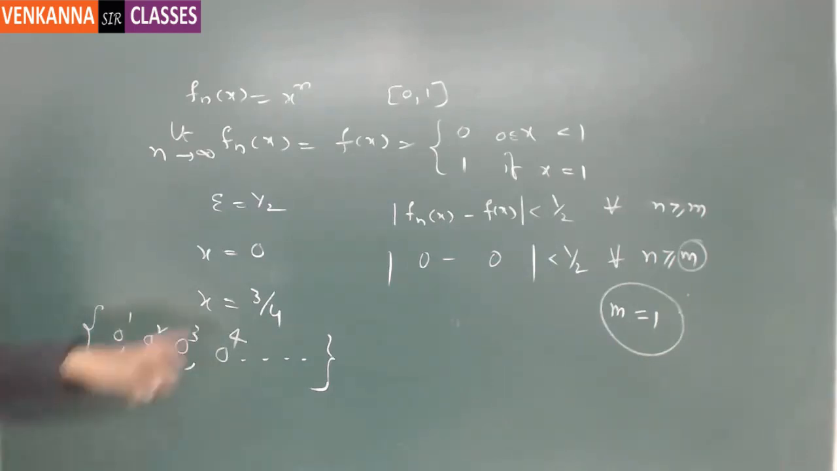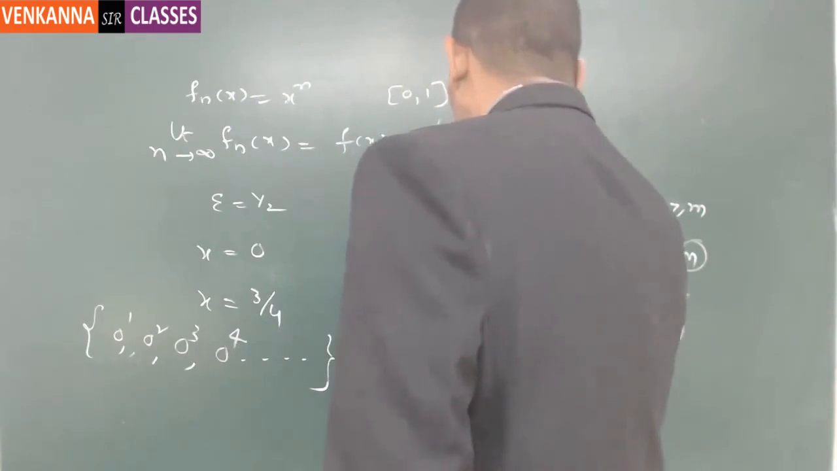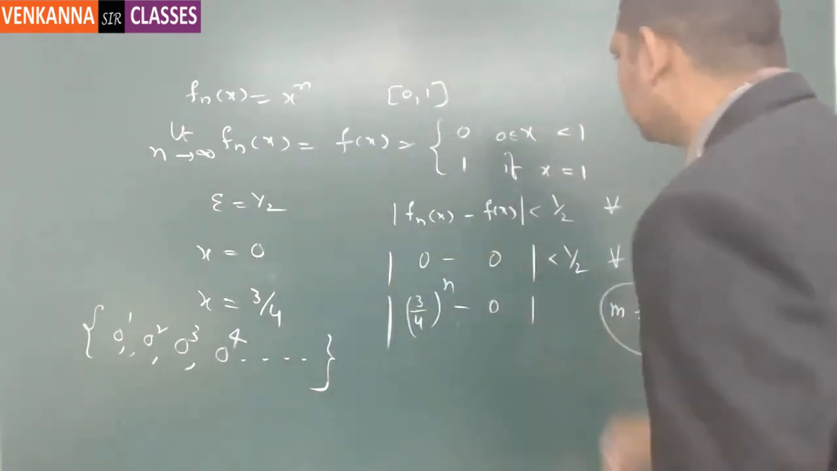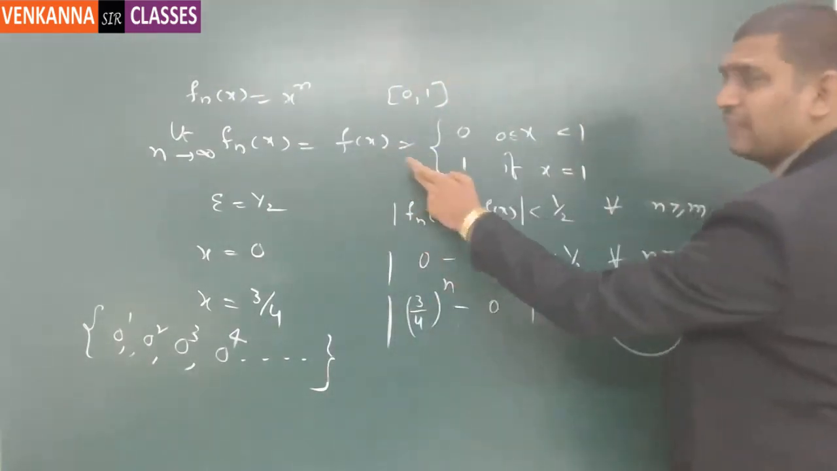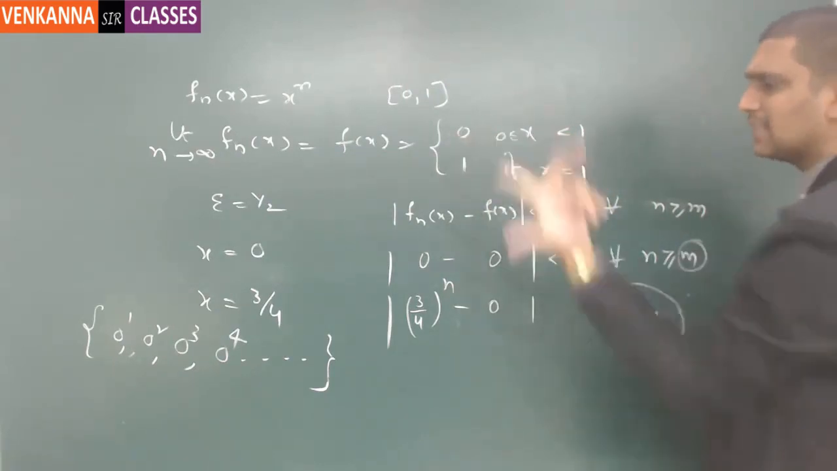Right. Suppose we have taken x is equal to 3 by 4. What is fn of x? What is f of x? Fn of x is nothing but (3 by 4) whole power n. F of x is nothing but 0, because of how the limit function is defined: whenever you take x from 0 and less than 1, the limit is 0.